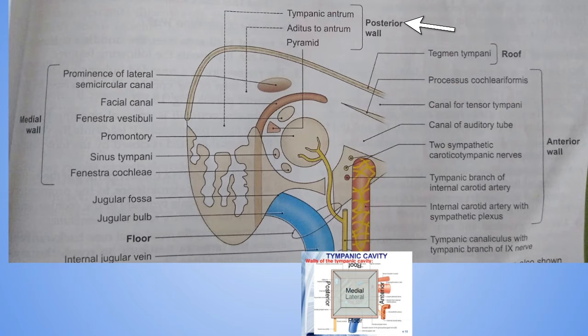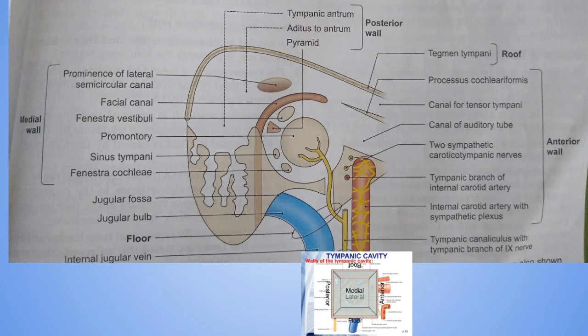Now next is the posterior or the mastoid wall. The posterior wall presents the following features from above downwards. First of all, superiorly, there is an opening of the aditus through which the epitympanic recess communicates with the mastoid or the tympanic antrum. The fossa incudis is a depression which lodges the short process of the incus.